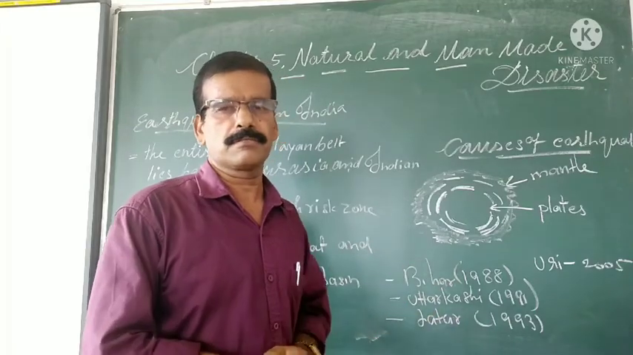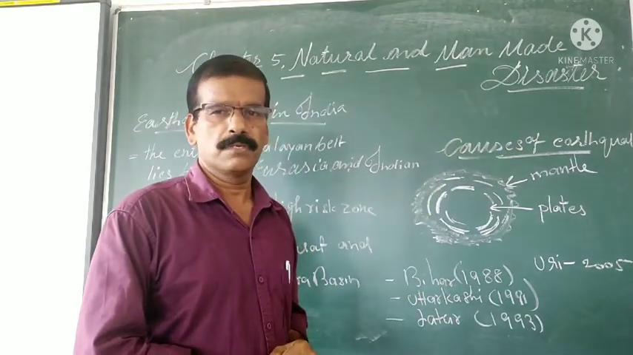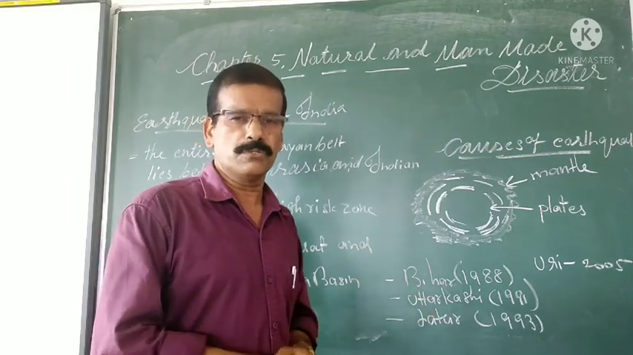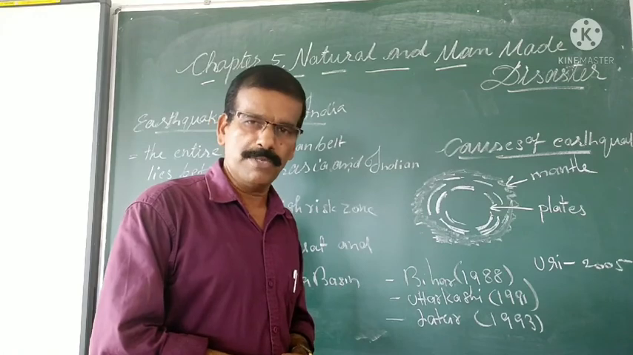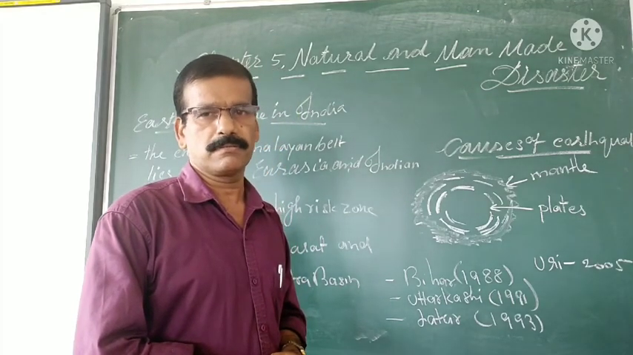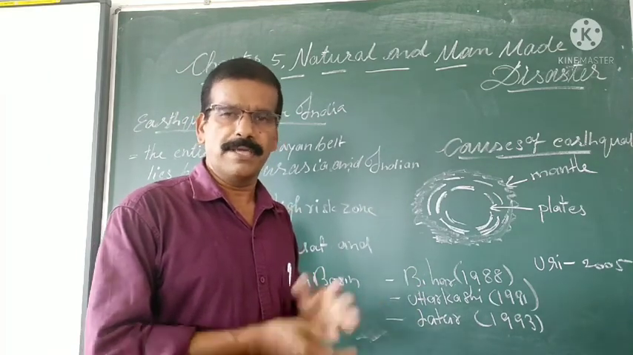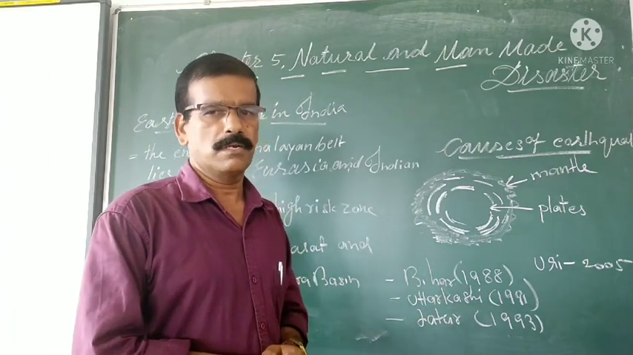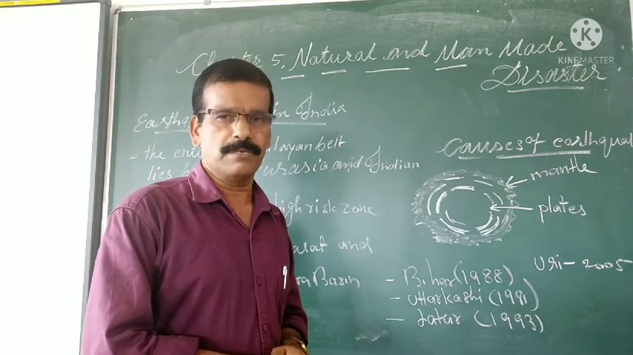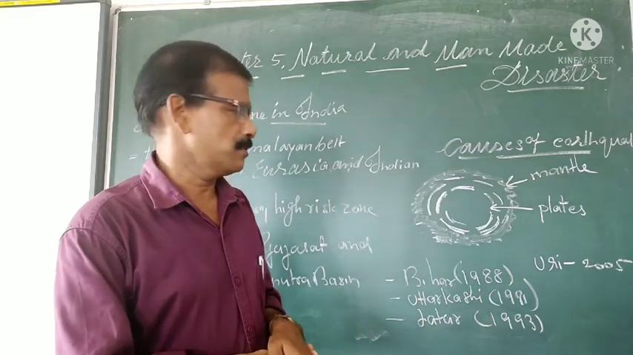Now let us discuss the causes of earthquakes. How is the earthquake caused? It is caused due to the movement as well as colliding of earth plates. The earth's surface is made up of layers of rock, and these layers of rock are moving on semi-molten lava that is known as mantle.